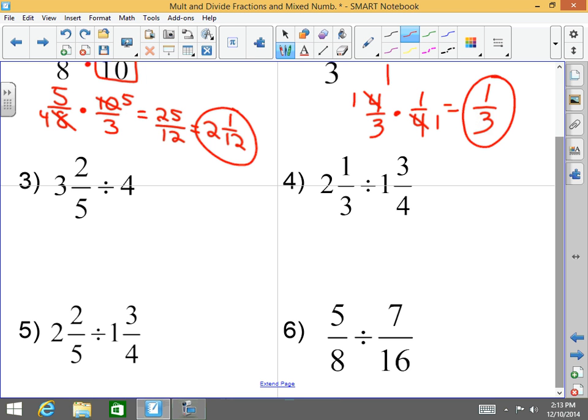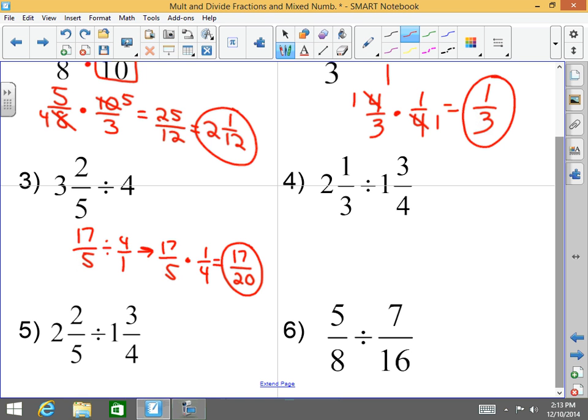Number 3, I got a mixed number, so I have to convert it. 3 times 5 is 15 plus 2 is 17/5 divided by 4 over 1. Now, stay, change, and flip. I cannot cross reduce. 17 times 1, numerator times numerator, is 17. 5 times 4, denominator times denominator, is 20. 17/20.